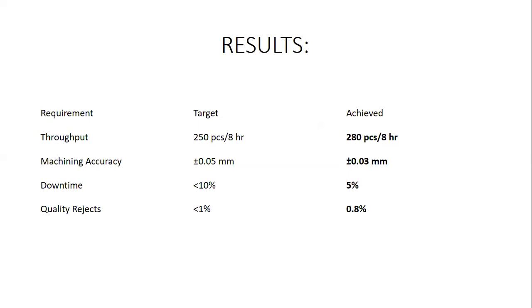And this is regarding the multi-robot work cell, the output of the multi-robot work cell by taking throughput, machining accuracy, downtime, as well as the quality rejection, comparing to the manual method and automation.